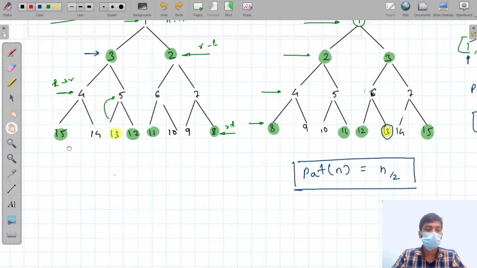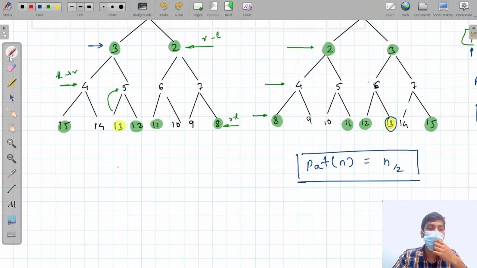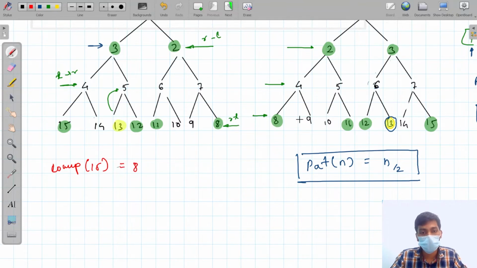Let's call it a complement. What I'm trying to say is, let's call that complement of 15. Complement of 15 is nothing but 8, right? Let's try to find it for 13 only. If I say complement of 13, it is nothing but 10, right?